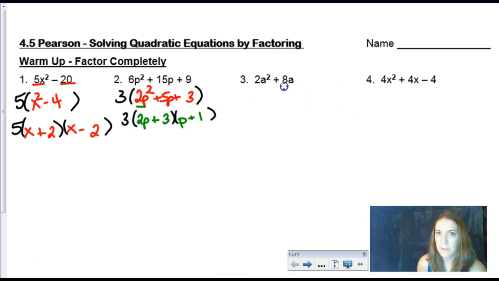Same idea here. We have a common factor of 2a that we're going to take out. Switch colors. So if I take out a 2a from both of these terms, now I have an a, and then a plus and a 4. And then this is just a linear binomial, so there's no further factorization there.